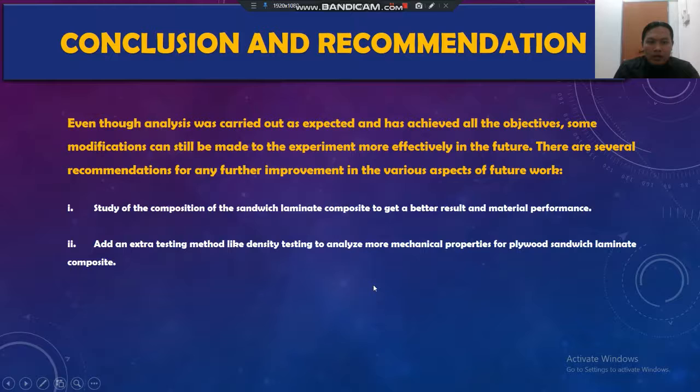For recommendation, even though the analysis was carried out as expected and has achieved all the objectives, some modification can still be made to make the experiment more effective in the future. There are several recommendations for further improvement in various aspects of future work. First, study the composition of the sandwich laminate composite to get a better result and material performance. Second, add an extra testing method like density testing to analyze more mechanical properties for plywood sandwich laminate composite. Thank you, that's all from me.